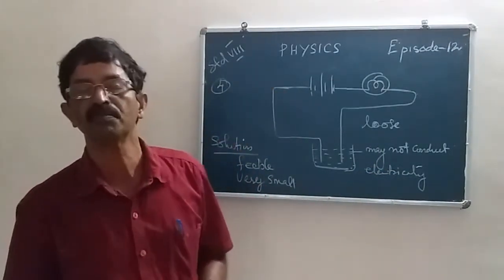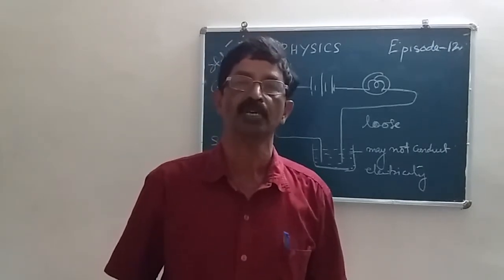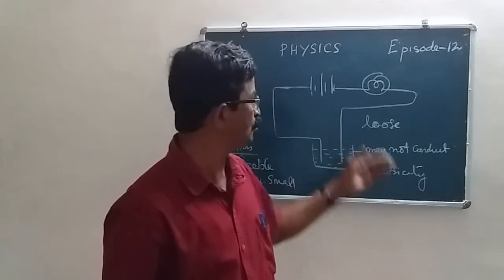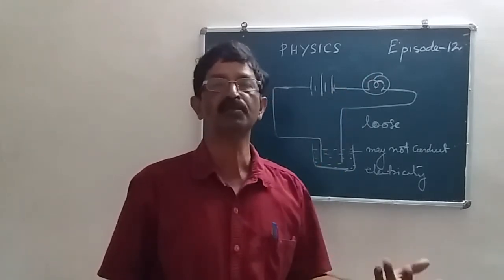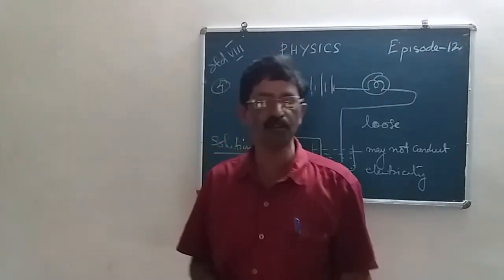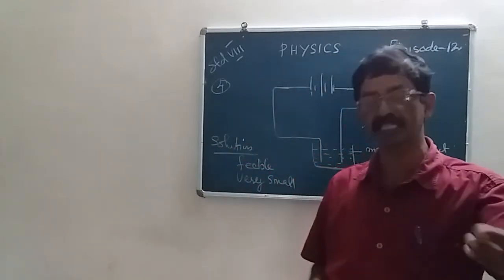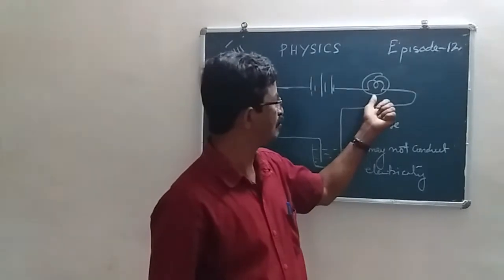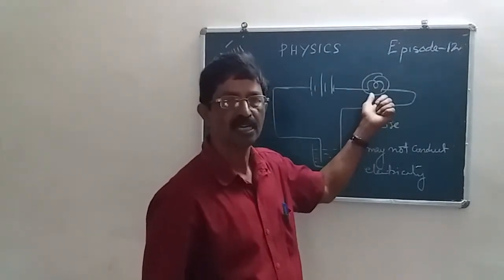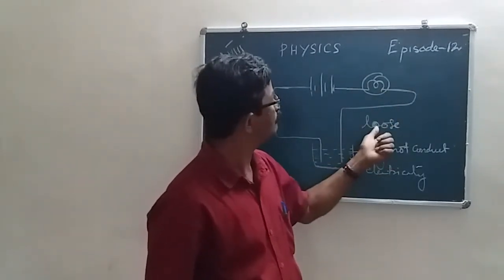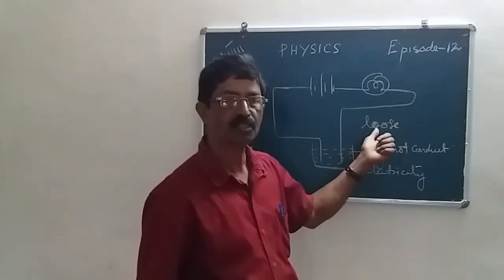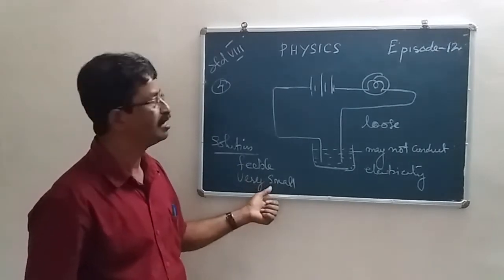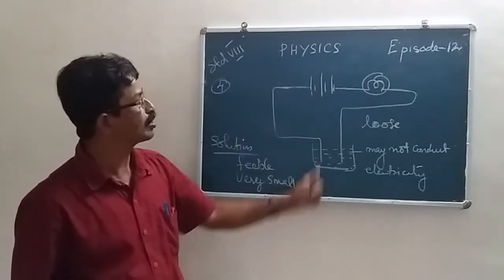That means why the bulb is not glowing. Sometimes the bulb may be fused. If the bulb is fused, then the bulb will not glow. We can take that as a different reason. Sometimes the bulb is not good. If the bulb is fused, then it does not glow. Then if there is any loose connection, it is also not possible. Or if the solution conducts a very small current, that is also not sufficient for the bulb to glow.